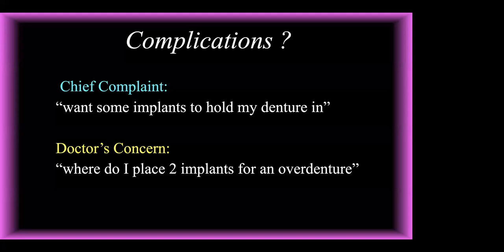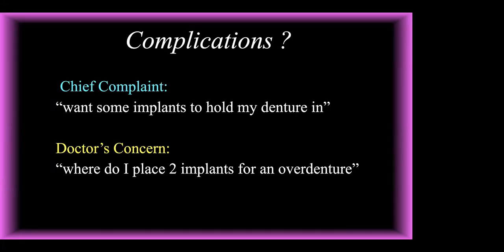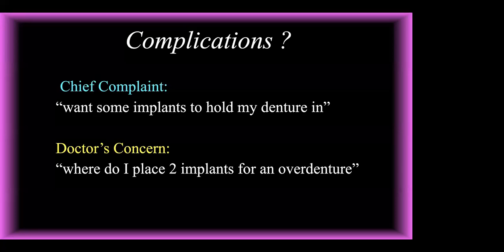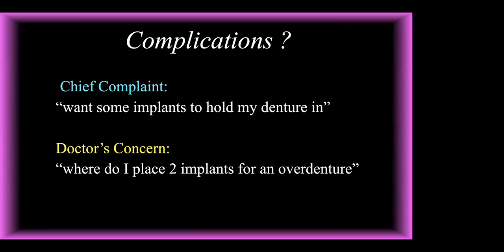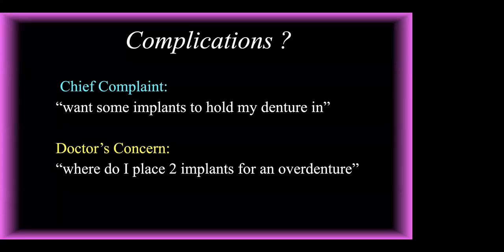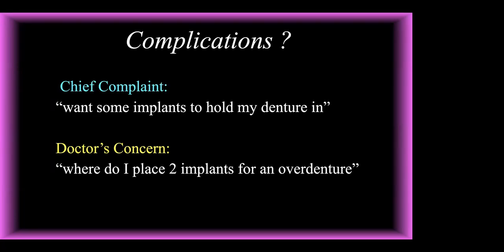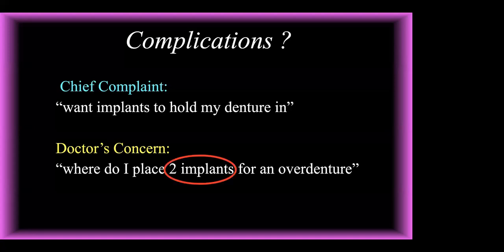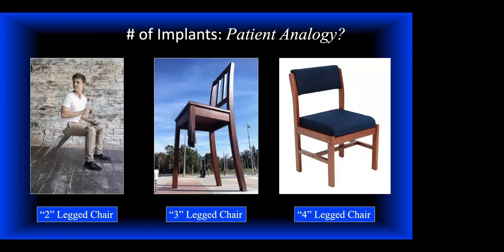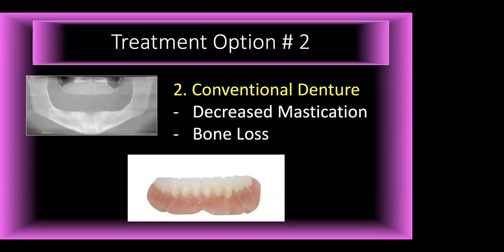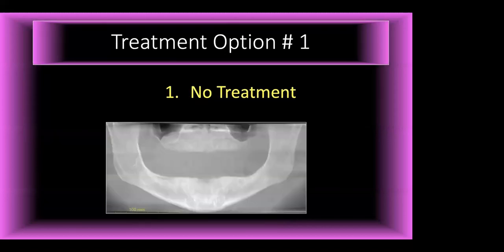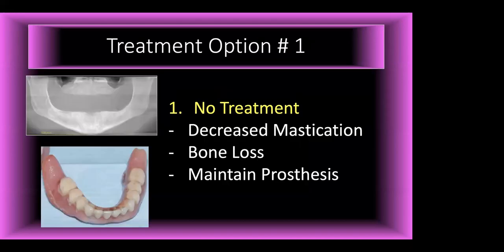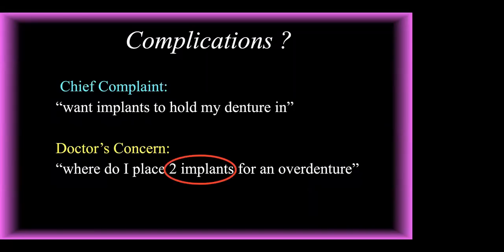The doctor's concern is, where do I place 2 implants for an overdenture? And when I see this, I just want to make this point. You have to be very, very careful on 2 implant overdentures. 2 implant overdentures are successful, but there's a lot of them that are not successful and lead to a lot of issues with patients. So what do I mean by that? Well, right off the bat, if you look at the amount of bone, you can almost do anything on this case because there's so much bone. But the doctor is looking to do 2 implants for an overdenture.